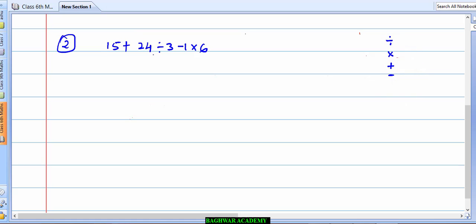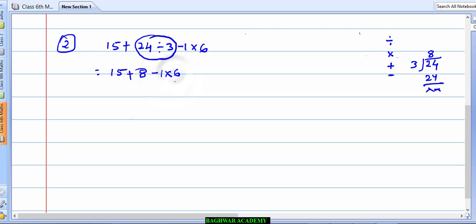So which operation we need to start? This one, 24 divided by 3. This we will solve first. So in next step we will write 15 and 24 divided by 3. What we will get? We will divide 24 by 3. So 3 8s are 24. What we have got? 8. So we will write simply plus 8. And then we have minus 1 into 6.